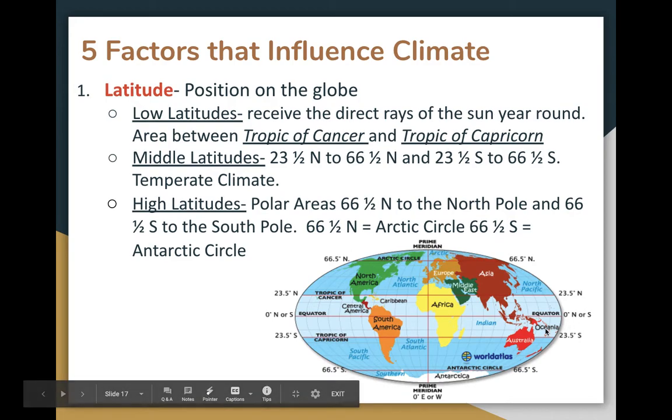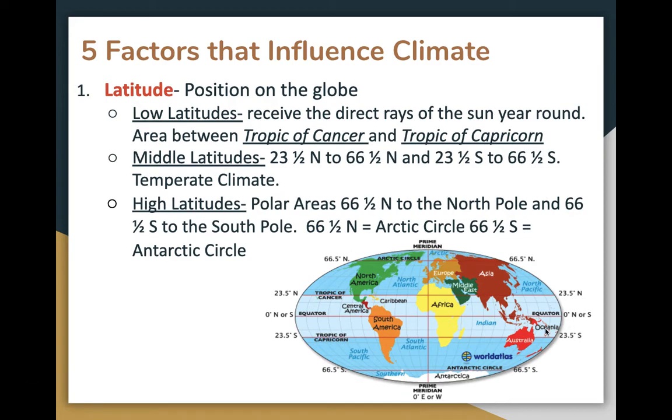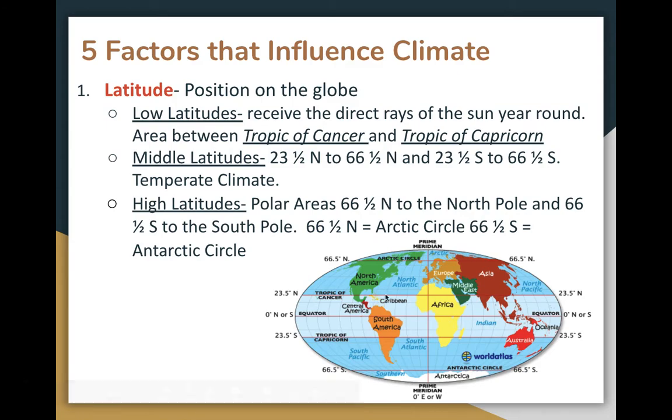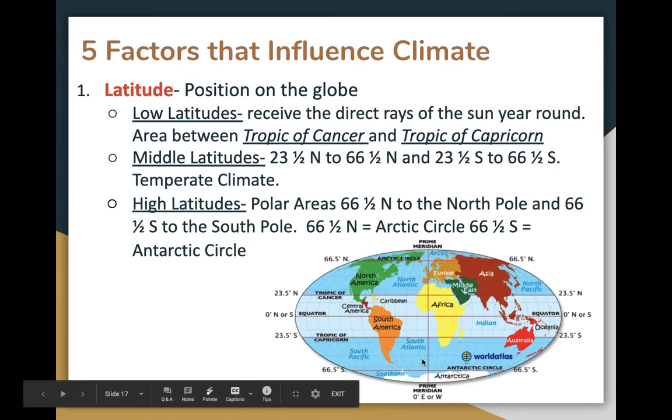And then the middle latitudes, that's 23.5 degrees to 66.5 in the north, and 23.5 to 66.5 in the south. So this area, see where it says Arctic Circle? Everything between the Tropic of Cancer and the Arctic Circle is the middle latitude, so that's where we're at.